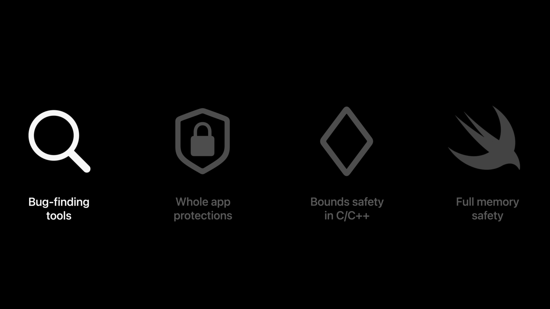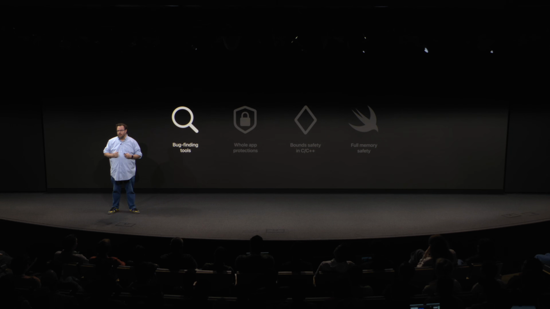I'll start with bug finding tools. These aren't active protections running in your released app. Instead, they're used at build and debugging time to help you find bugs before they ship. They also pave the way for stronger adoption of technologies by finding bugs early.